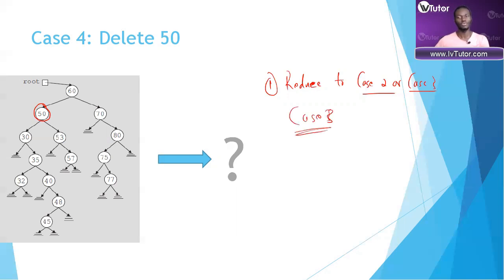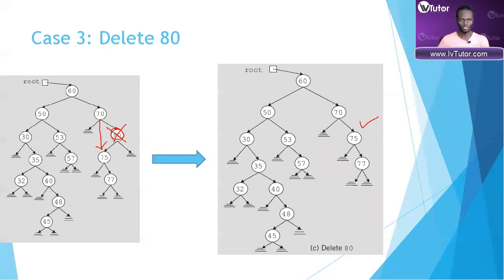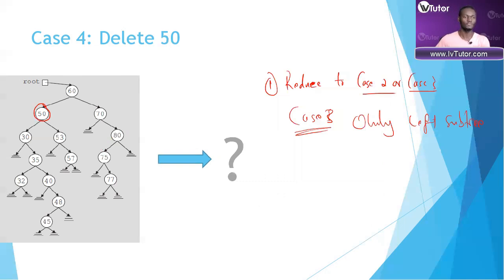And case 3 says you only have the left subtree, which is what we've just done here. So let's say we want to reduce it to case number 3, where you only have the left subtree. How can we reduce this node 50 here so that it becomes like case 3? To do that, what you do is very simple.